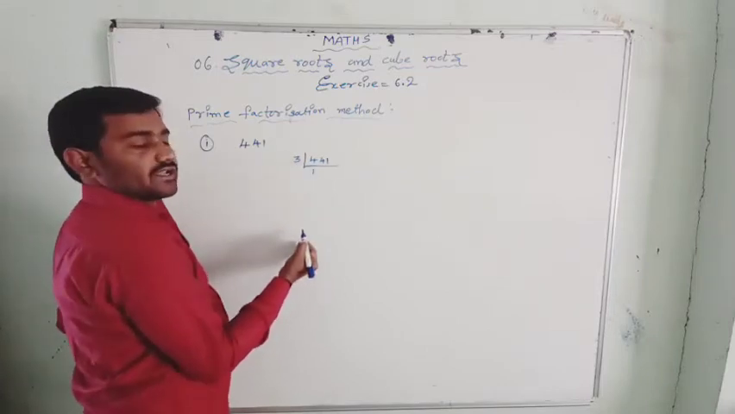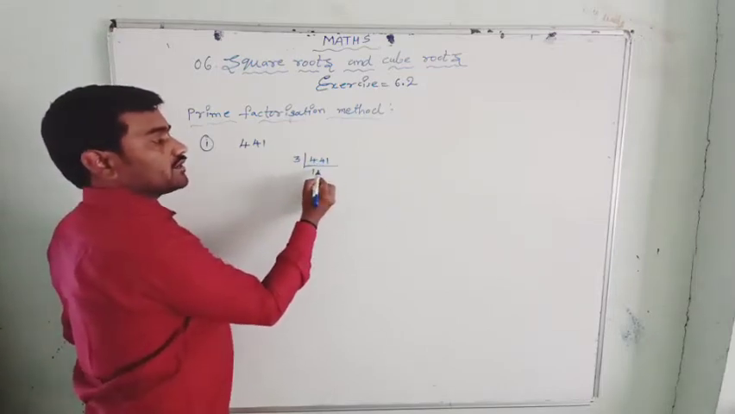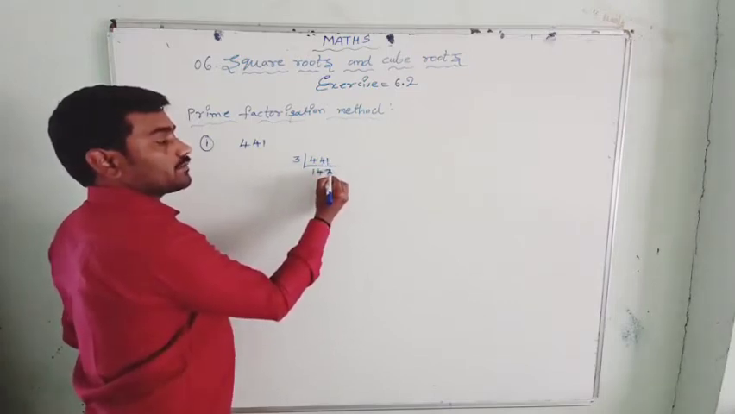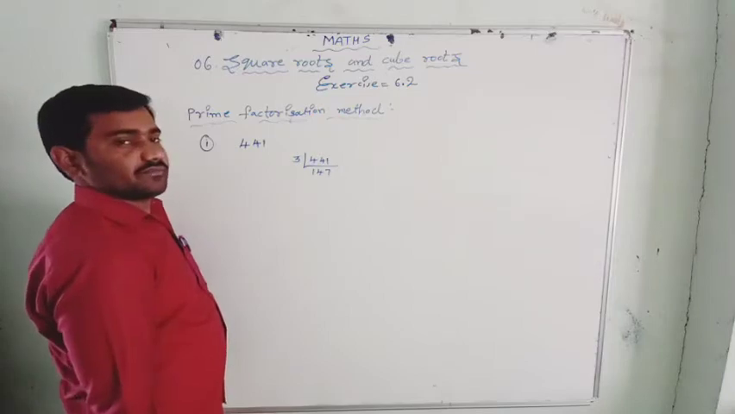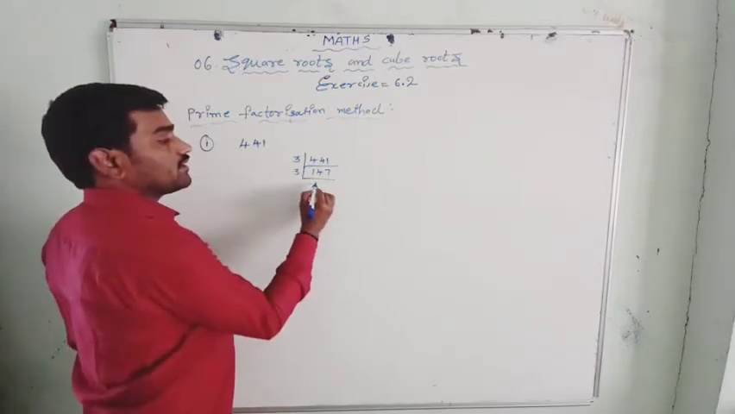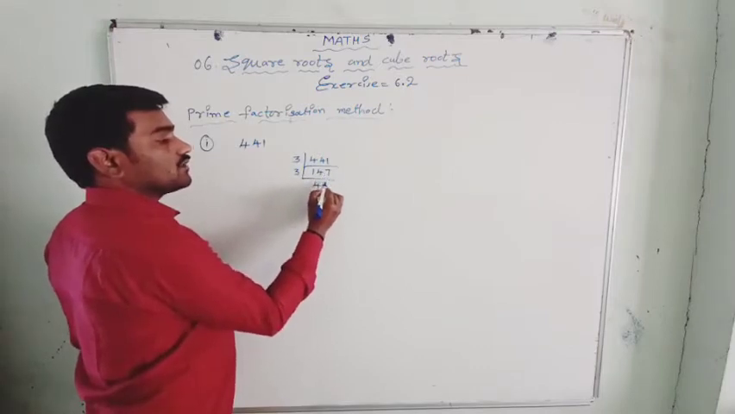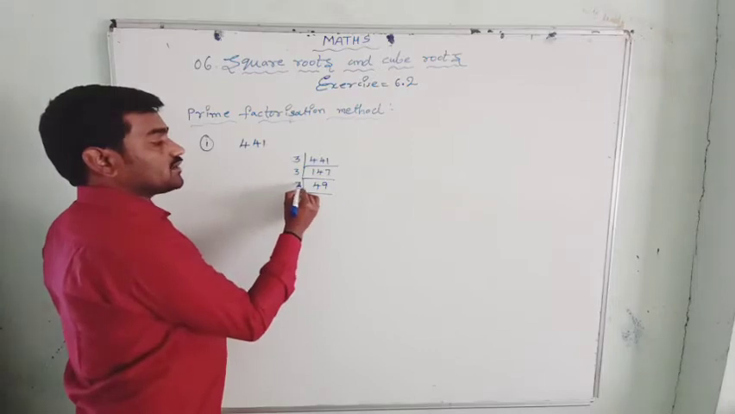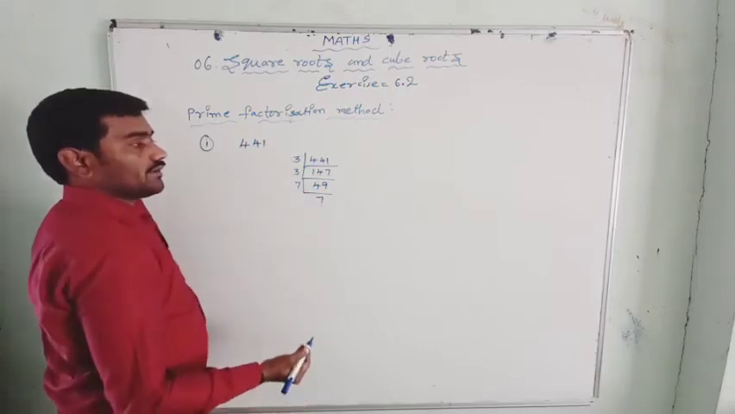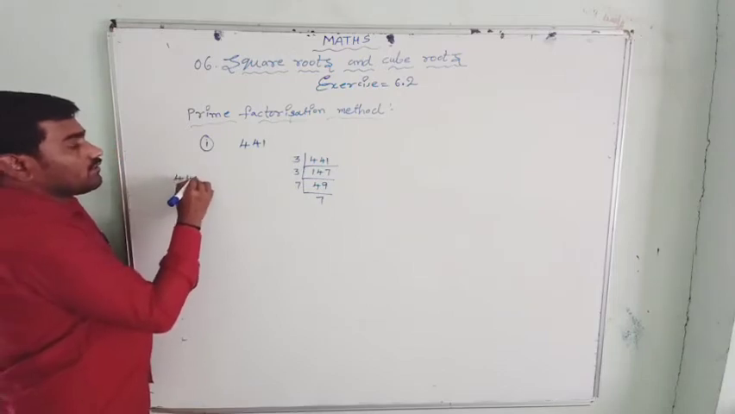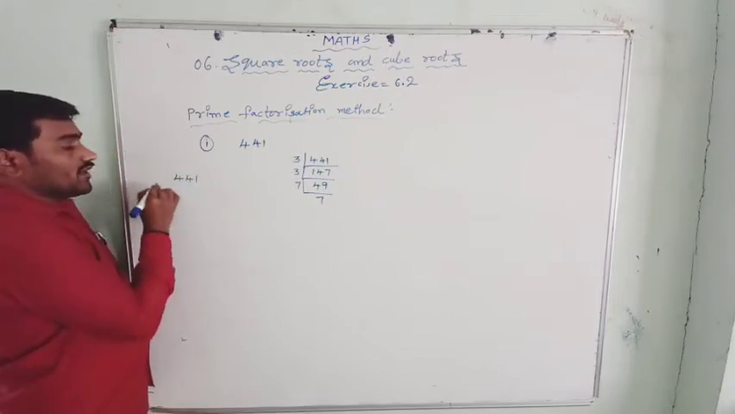3 ones are 3. 1 left, it became 14. 3 fours are 12. 2 left, it becomes 21. 3 sevens are 21. Yes, again it is possible in the 3 table. 3 fours are 12, 3 nines are 27. And again, it is directly possible, 7 sevens are 49. So here 441, we are going to find the square root now.